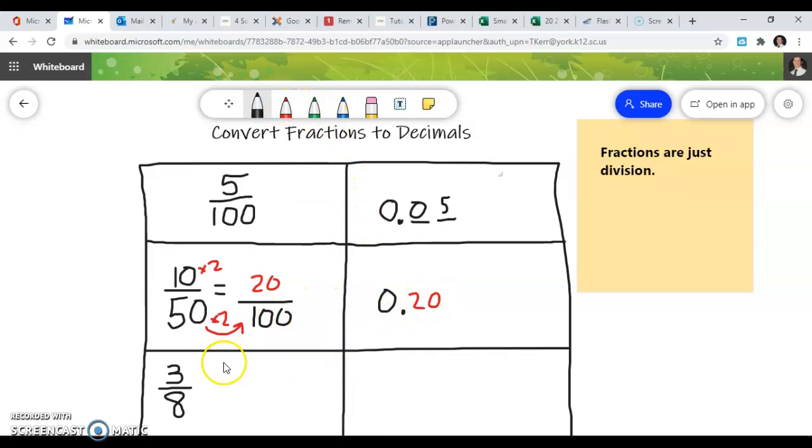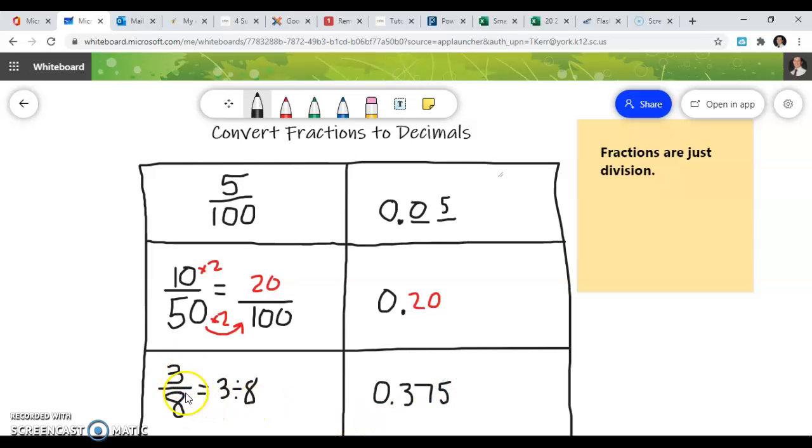Good. And then for the last example, this one, it doesn't look like it's going to go into hundredths very easily, so you can just type it in. Fractions are just division, so do 3 divided by 8. And so I won't waste your time. I'm going to grab my calculator and do the same thing. 3 divided by 8. And I just look at what my calculator says. So my calculator says this is 0.375. And that's the correct answer.